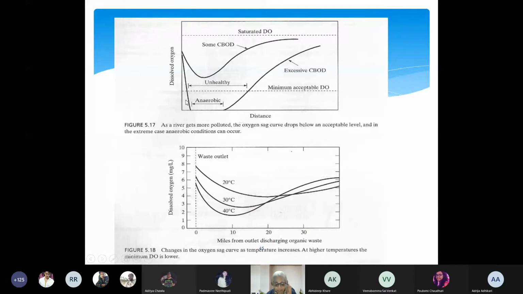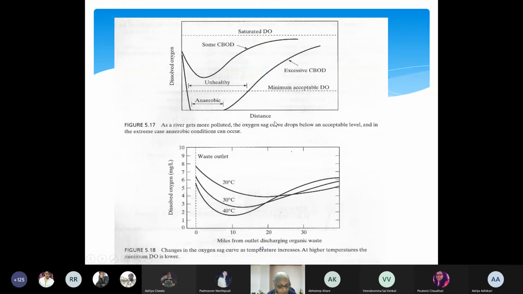So let's say I have a treated wastewater discharge versus an untreated wastewater discharge. If I have an untreated wastewater discharge, I will likely get zero oxygen in some parts of the river. That will be completely anaerobic. Then there are unhealthy levels. So we know from the use-based classification that there is a minimum acceptable DO level. So that is considered unhealthy, and below that it's all anaerobic.